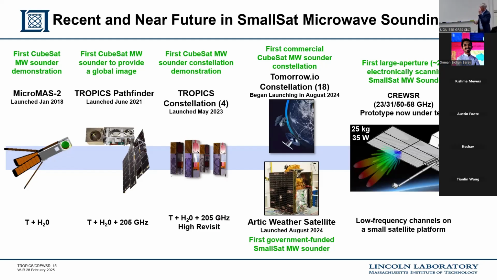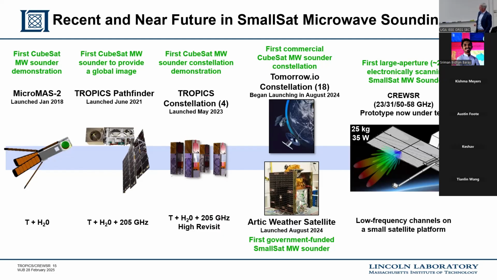So the regret with TROPICS, as I'll get into later in the talk, is we're using millimeter wave channels. The lowest frequency channel on TROPICS is 90 gigahertz, and that's not really great for penetrating into the storm for precipitation. So I can apply lower frequencies down to 23 gigahertz.